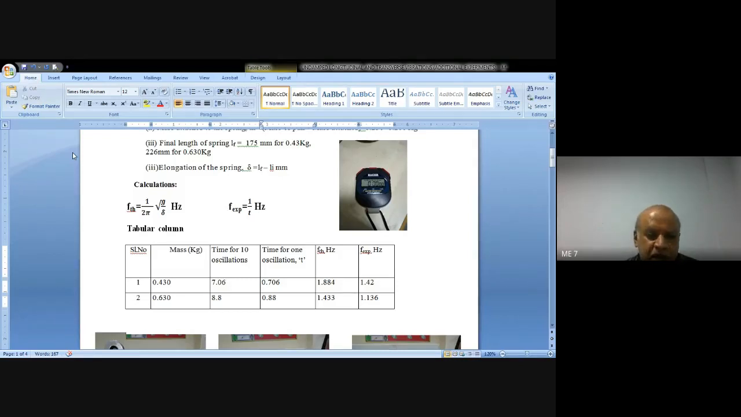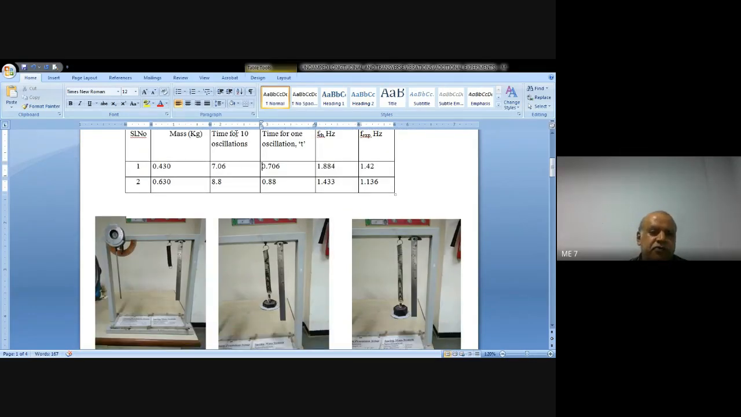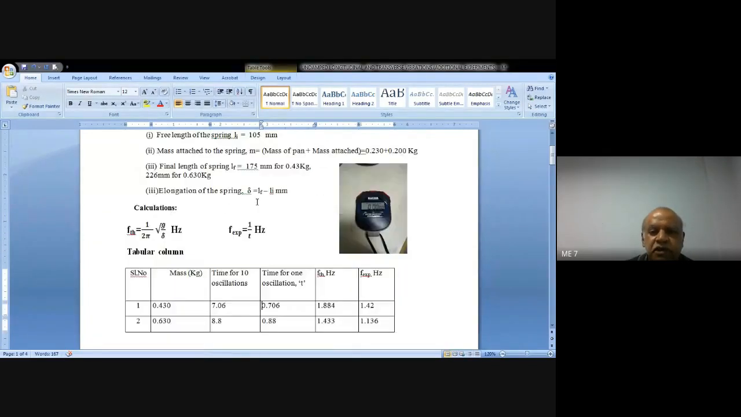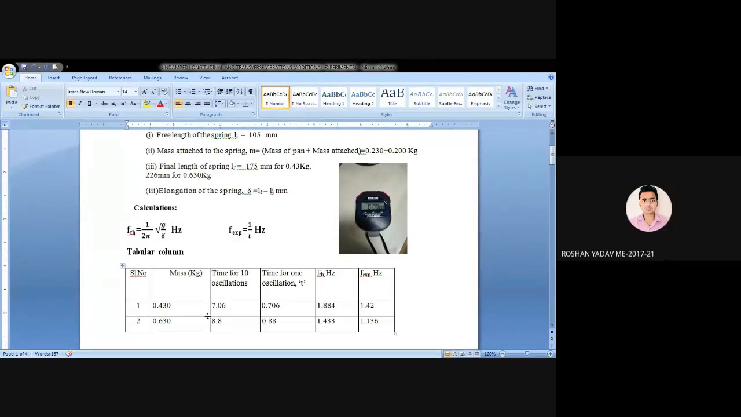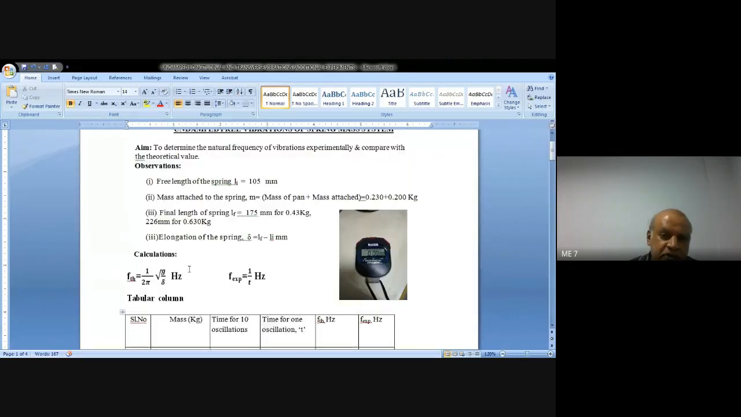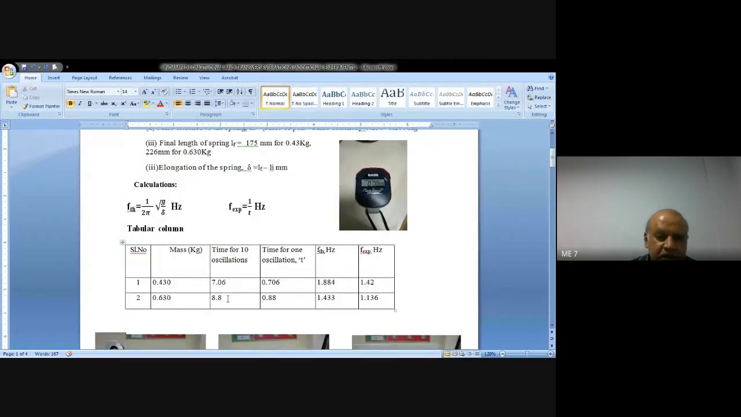Note down time taken for 10 oscillations. That's it. You can take time for 15 oscillations also. It will be still more accurate. Divide the total time by 15, you will get time per oscillation. Reciprocal of that will give you the experimental frequency. All of you have noted down these observations and calculations.